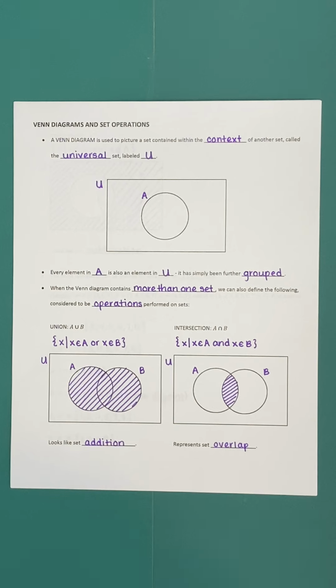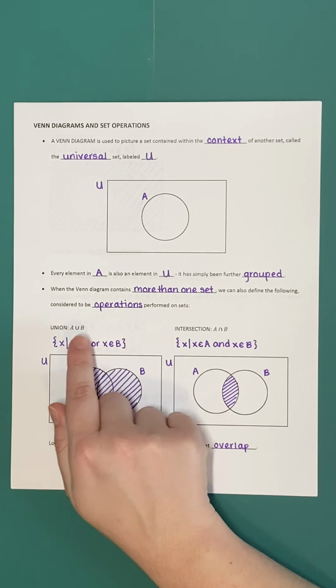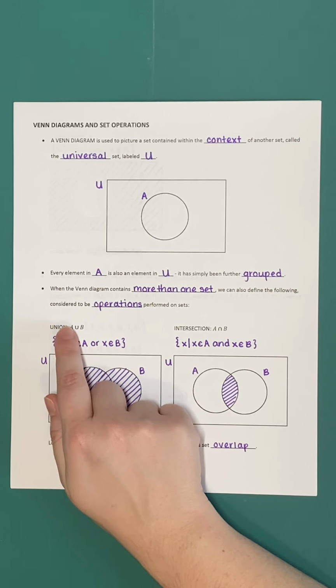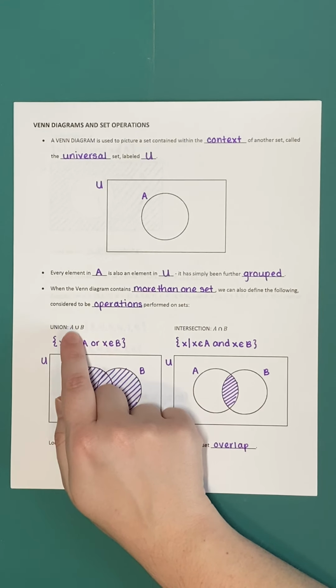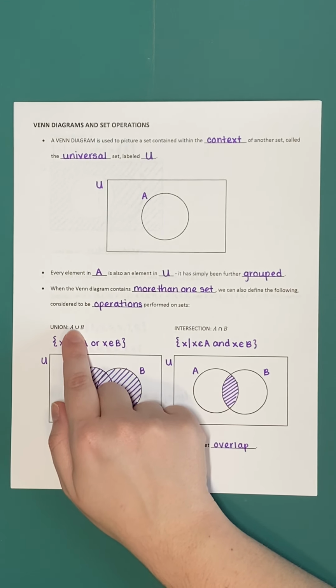Now, when a Venn diagram contains more than one set, which is what we're used to seeing, we can also define the following, which we consider to be operations performed on our sets, somehow combining them together or comparing them. So the first operation is what we're going to call a union. We're taking two sets, in this case A and B, and we put a big U between them.